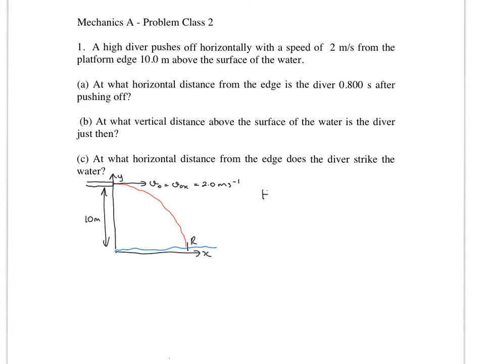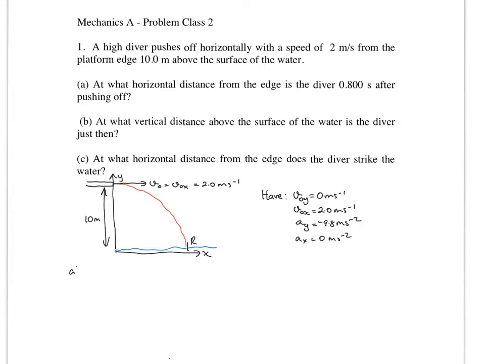Let's write out some other things we have then. We have then that v naught y is equal to 0 meters per second. Okay, there's no velocity in the y direction. Velocity in the x direction is 2.0 meters per second. Write these things down. Acceleration in the y direction is negative 9.8 meters per second squared, and acceleration in the x direction is 0 meters per second squared.